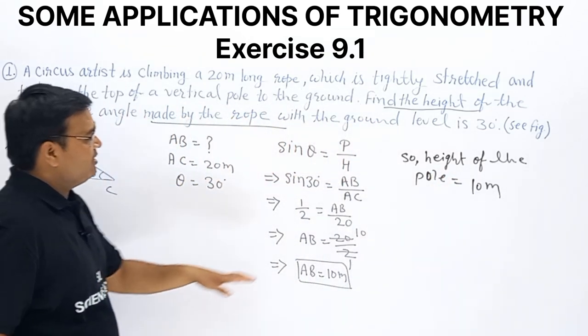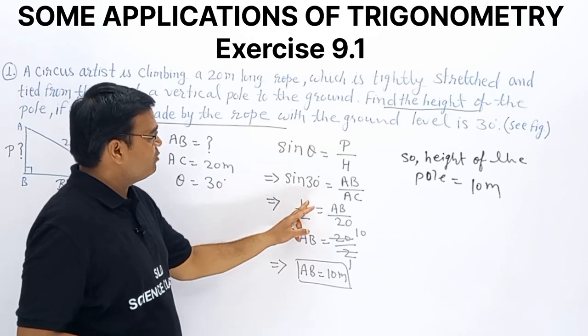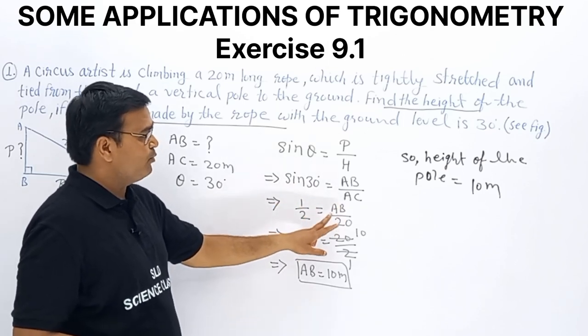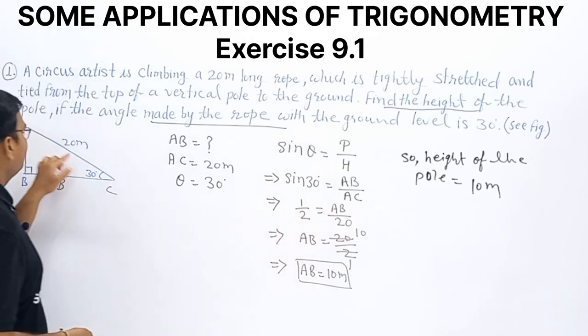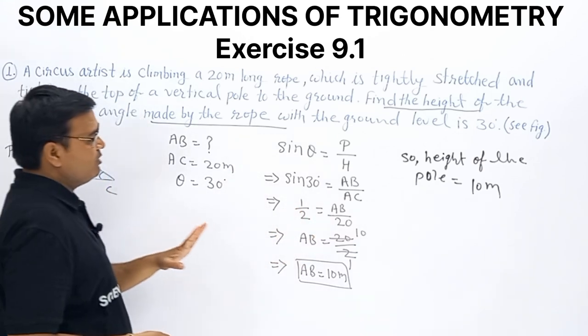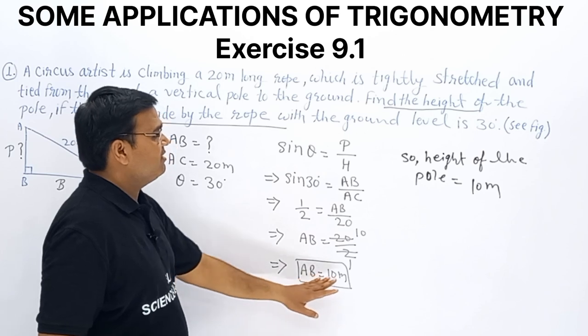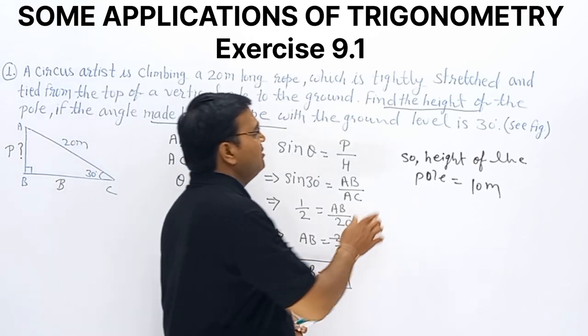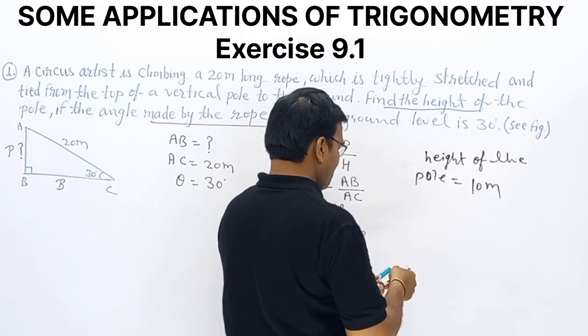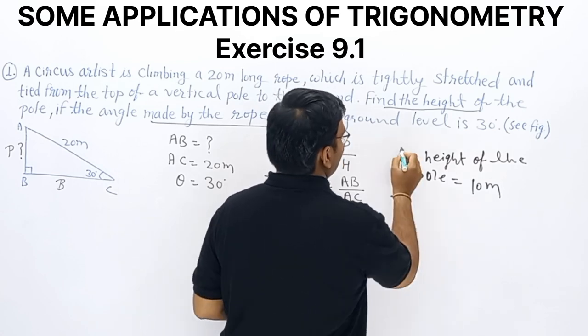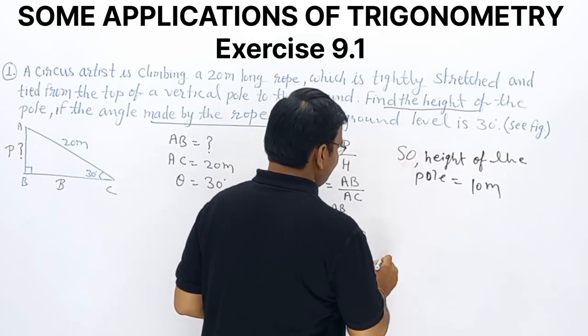So finally, once we put the value, sin theta equal to 1 by 2, AB we want, height of the pole, and AC is what, 20 meter. It is the what, length of the rope. Length of this one is 20 meter, hypotenuse. Clear? Solving, we are getting 10 meter. This will be what, the height of the pole. Clear? Final result I am showing there.